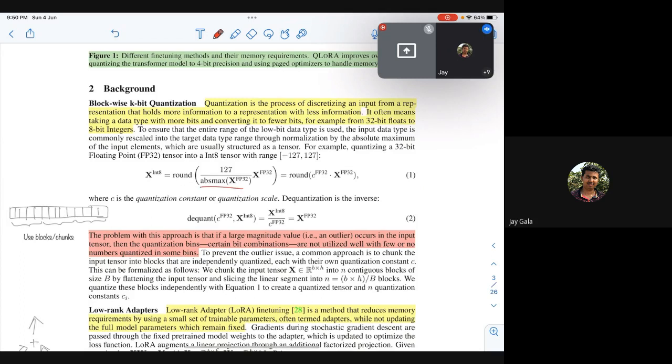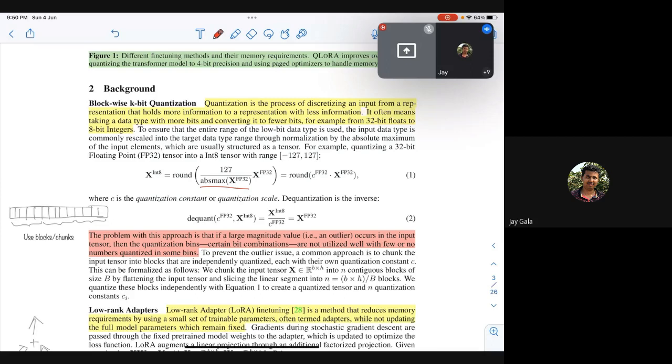Suppose you have some very large magnitude values in certain tensors, or at least certain bins. If you apply this uniformly across all the bins, then you might not capture things effectively, or you might not have uniformly sampled bins, or some grid.